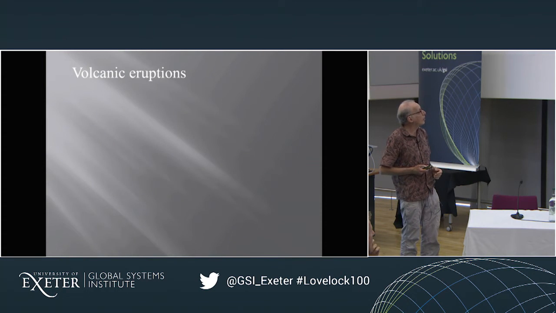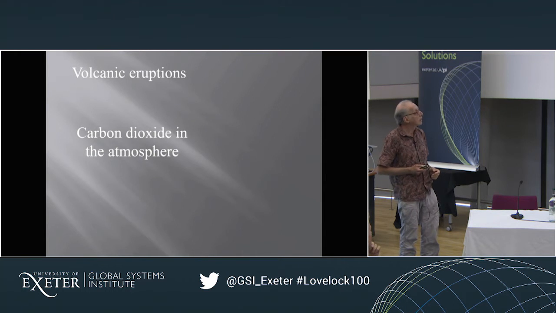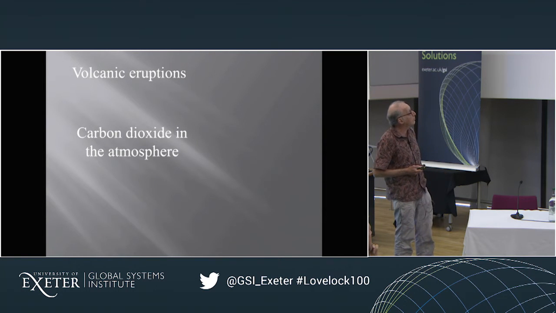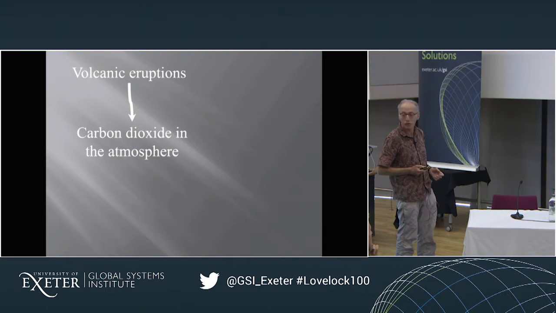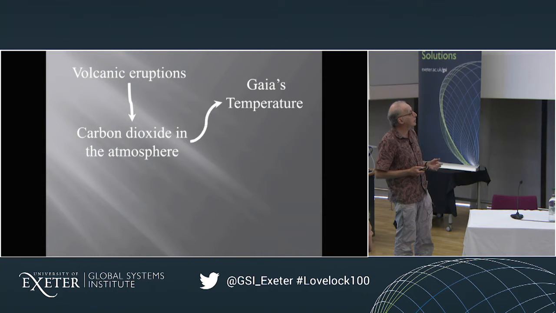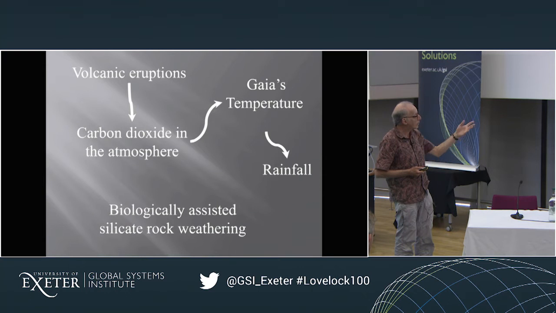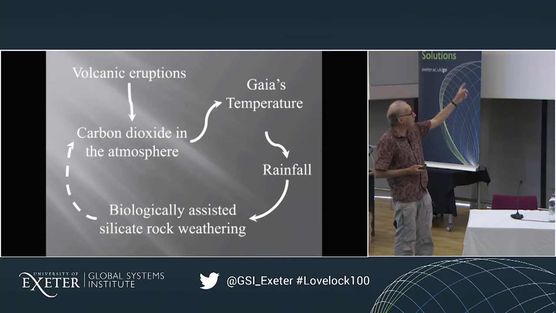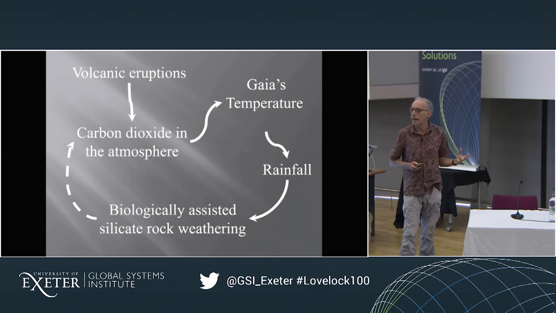I use the example of the long-term carbon cycle as a feedback and how that regulates the temperature of the planet over geological timescales. You're probably familiar with this. Many people in the room have worked on this, David Schwartzman, Tyler Volk, Tim, many other people. So I won't go into the feedback, but you know what it is. CO2 builds up in the atmosphere, the temperature builds up, rainfall increases. That increases biologically assisted silicate rock weathering, which then decreases CO2 in the atmosphere. And this acts like a negative feedback.